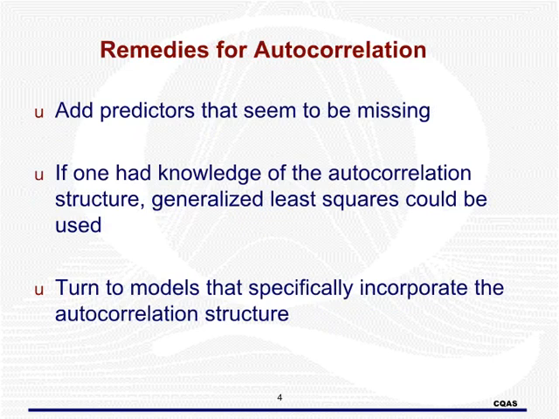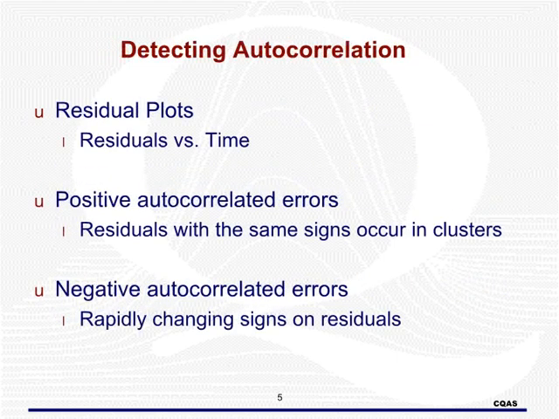There are ways to remedy this situation. The first is to add predictors that we may have missed. This will, of course, only work if there actually are predictors that are missing from the model. Another technique would be to use generalized least squares. This will only work if you had some idea of the autocorrelation structure. In most general cases, we would employ a model that will take the autocorrelation structure into account when fitting the model. Before we discuss those types of models, let's first talk about how you detect autocorrelation.